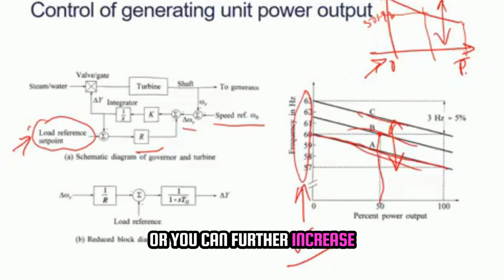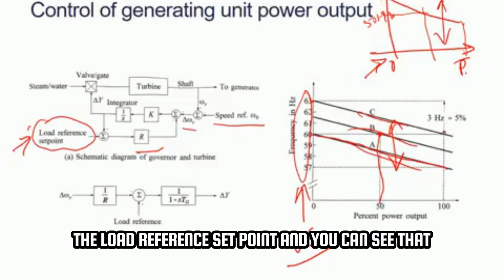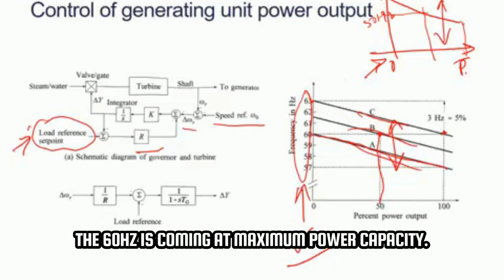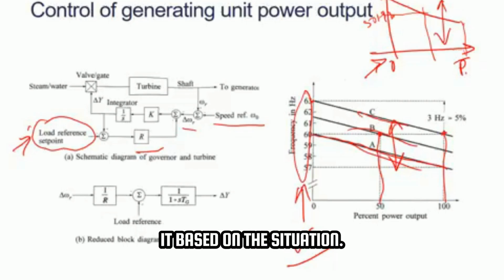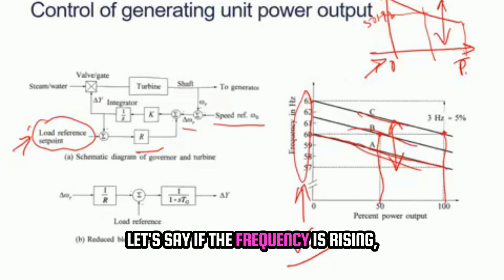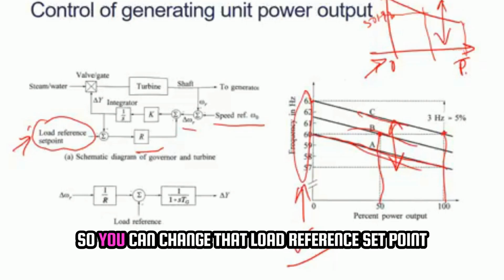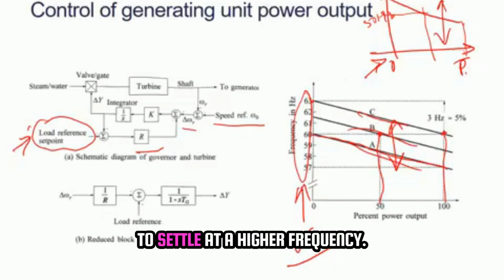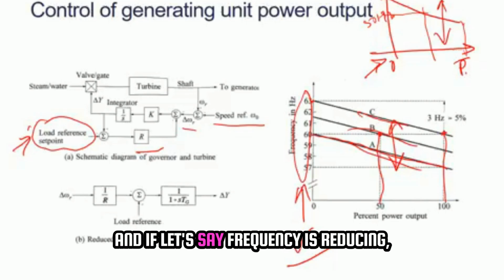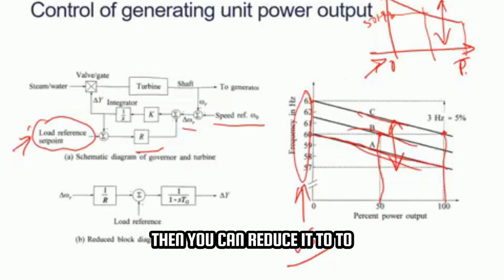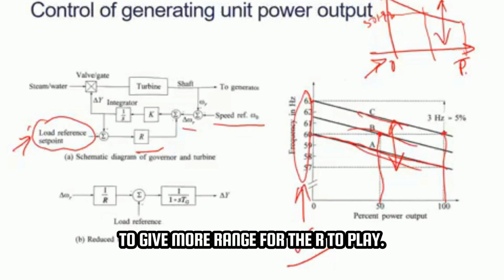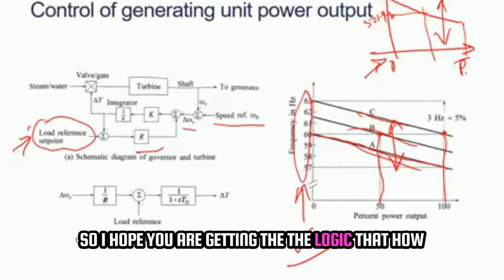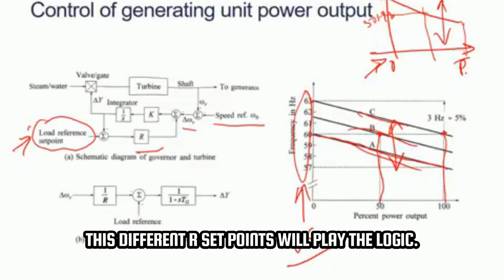Or you can further increase the load reference set point, and you can see that 60 hertz is coming at maximum power capacity. So you can play around with it based on the situation. Let's say if the frequency is rising, you can change that load reference set point to settle at a higher frequency. And if the frequency is reducing, then you can reduce it to give more range for the R to play.